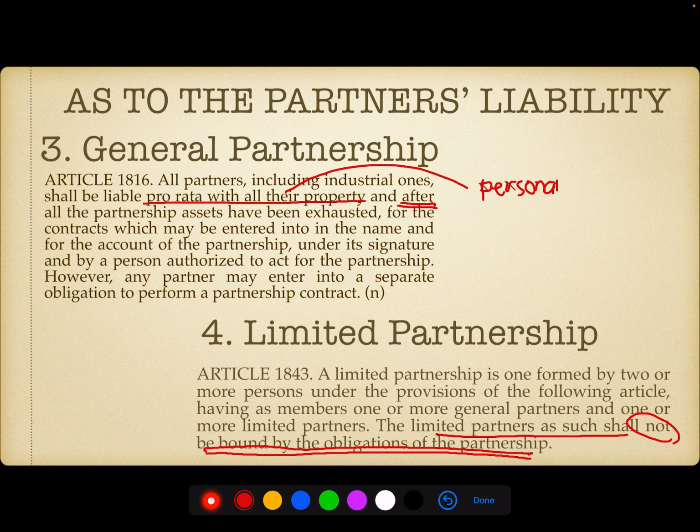Yeah. So, because of this general partnership, I would just like to reiterate from my previous video, this is why the acceptance of a new partner must be with the consent of all partners, because this new partner might be disadvantageous to the partnership. And if it happens, the old partners will still be liable for whatever the new partner does up to the extent of their personal property if the partnership assets have already been exhausted.